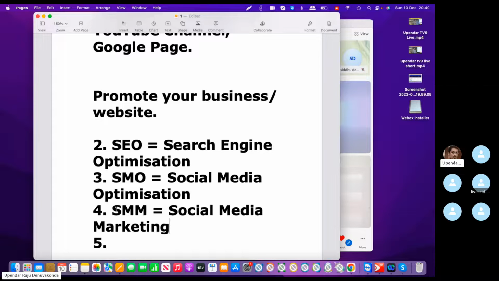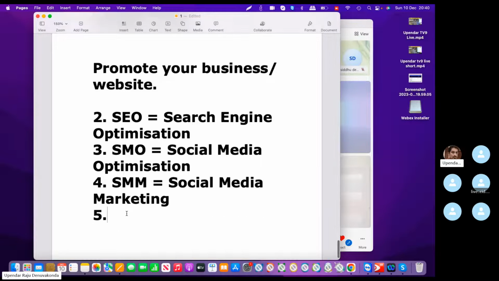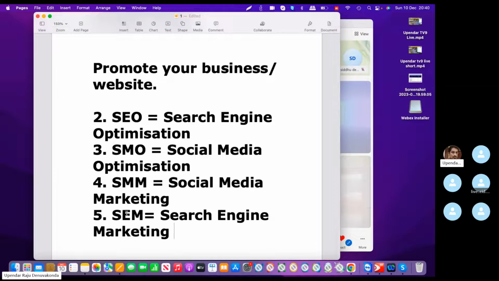If you're looking for jobs, your jobs will mainly be on these four topics. SEM stands for search engine marketing, and this is something we call Google Ads. So what is your primary activity once you decide to promote a business online? It is creating the online presence for your business, and you create that online presence by using a website.